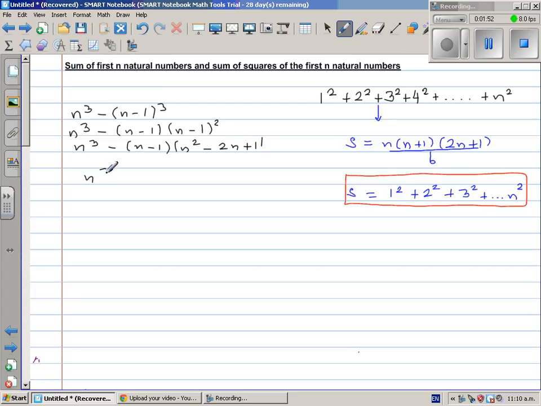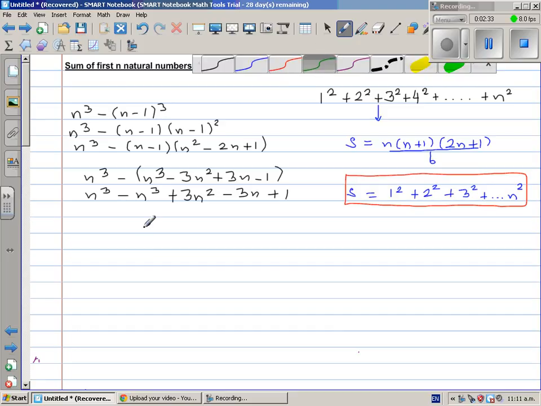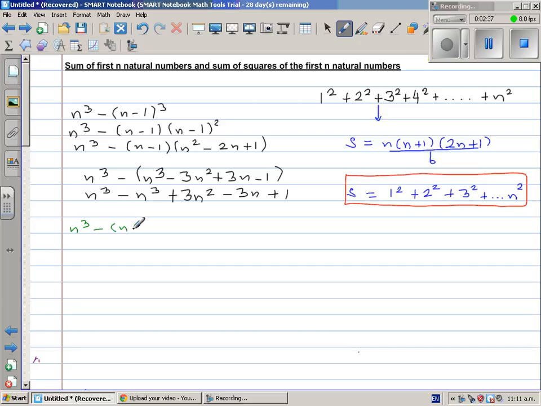Okay, so I will leave for you to expand this, and if you expand and simplify this, you will have n cubed minus 3n squared plus 3n minus 1. You can also use the binomial expansion formula to get this. So if you expand this further, this is n cubed minus n cubed, because the minus is sitting out, plus 3n squared minus 3n plus 1. So we can say n cubed minus (n minus 1) the whole cube is equal to 3n squared, because this and this get cancelled, minus 3n plus 1. We're going to use the same strategy. So this is the formula and this is what we're going to use.